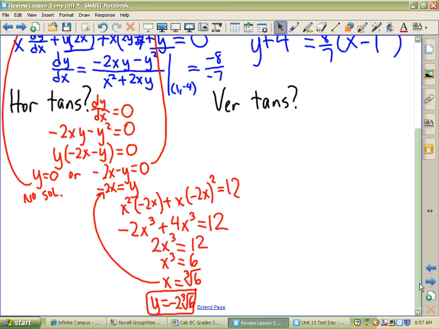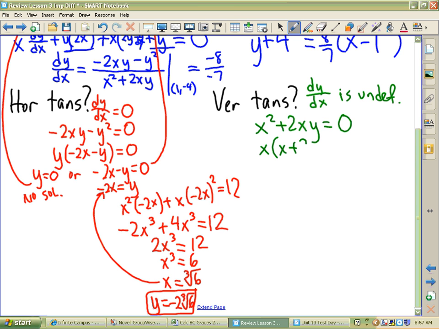Well, if that wasn't enough fun, let's go after vertical tangents. To go after vertical tangents, you need dy/dx undefined. So x squared plus 2xy equals 0. Bottom equals 0, Mike. That's right.